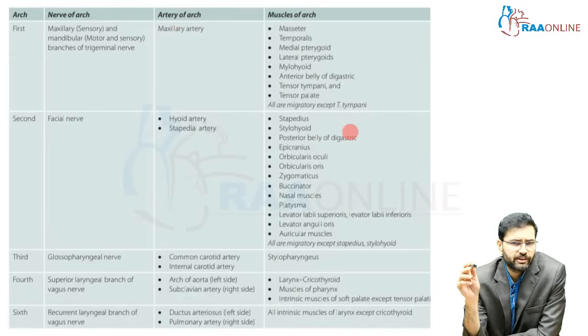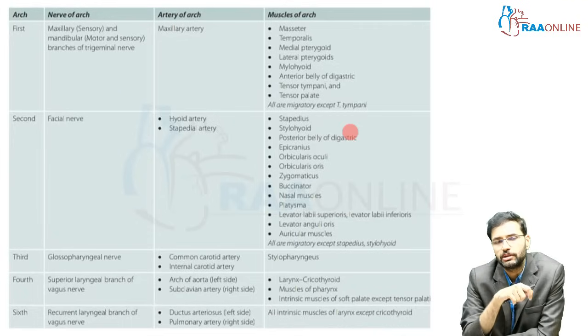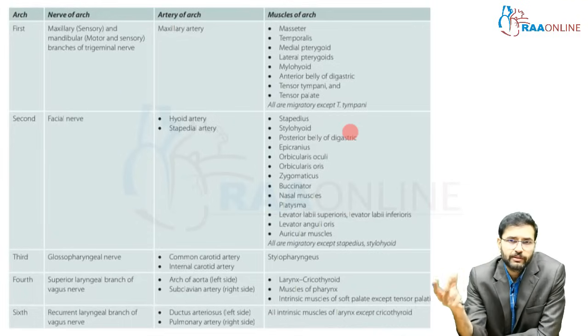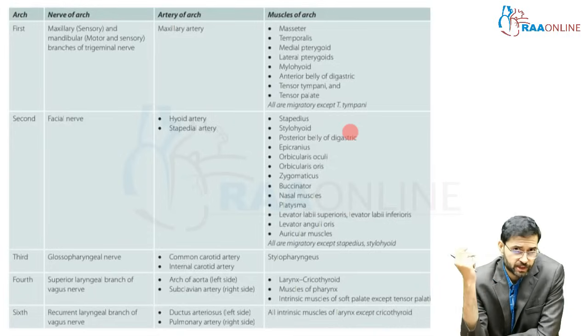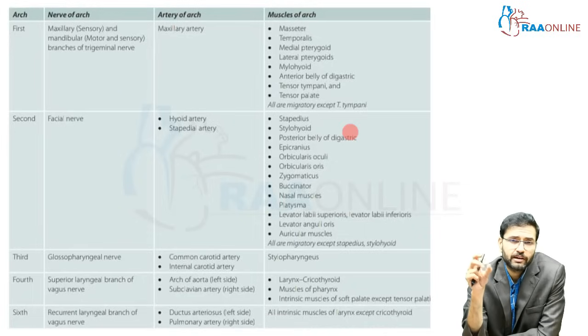All of them are migratory except for tensor tympani. One important point to be remembered regarding the muscles of each arch is that the muscles of each arch always follow their nerve supply. So their insertion and origin may not always correlate with the skeletal structures developed from that particular arch. For example, all the muscles which are developed from the first arch will have the nerve supply from the nerve of the first arch, but they may not always have an origin or insertion from the skeletal derivatives of that particular arch. It might vary.